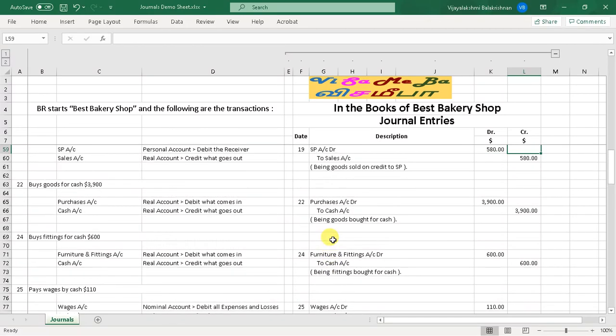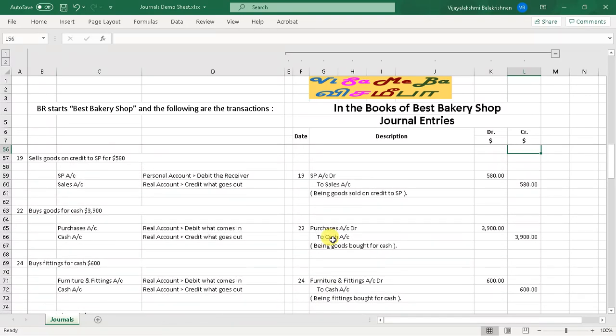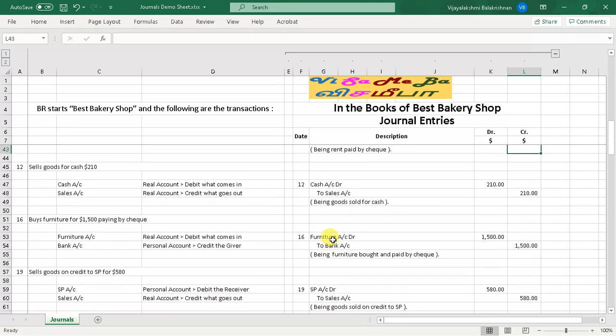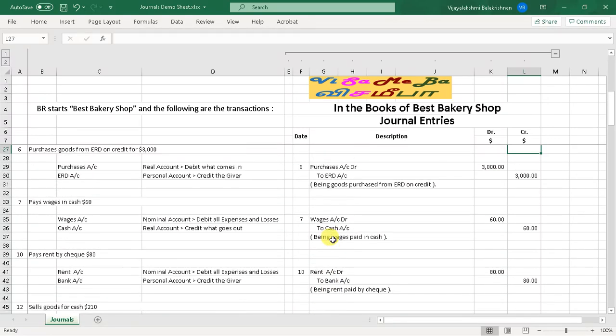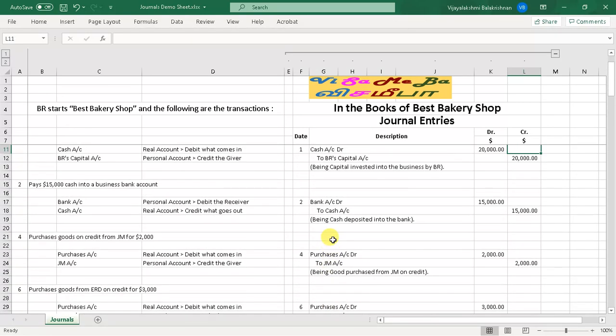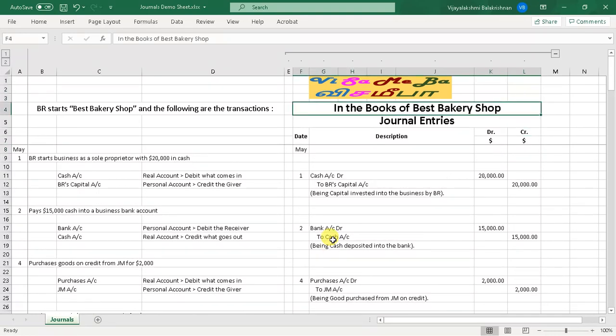transactions of BR in the books of Best Bakery Shop. Though BR is the proprietor, he is treated as a separate person from Best Bakery Shop. In the eyes of law, Best Bakery Shop is treated as an individual person.